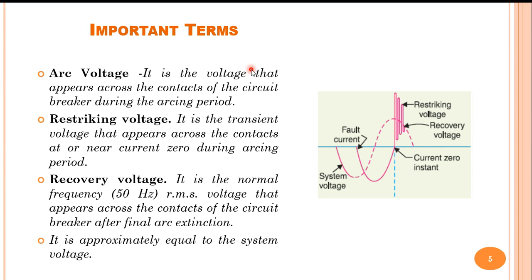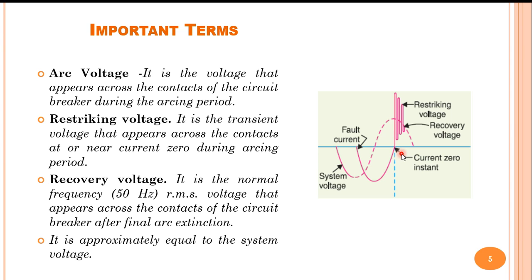So we can see some important terms associated with circuit breaker interruption. They are arc voltage, restriking voltage, and recovery voltage. Arc voltage is the voltage that appears across the contacts of the circuit breaker during the arcing period. And restriking voltage is the transient voltage that appears across the contacts at or near current zero during the arcing period.